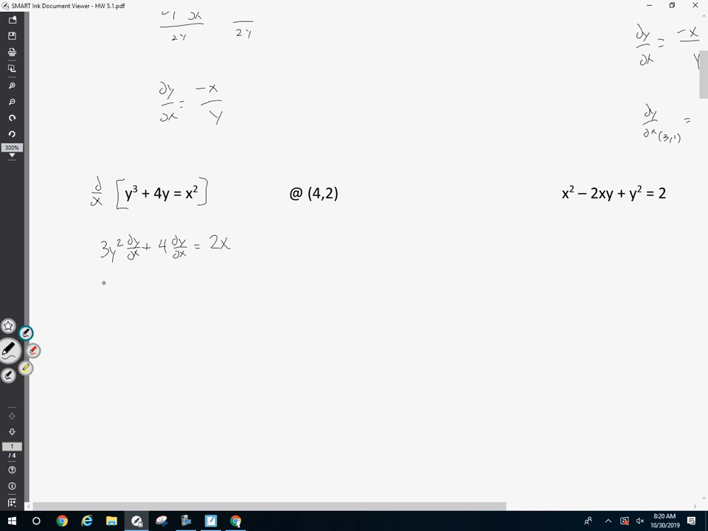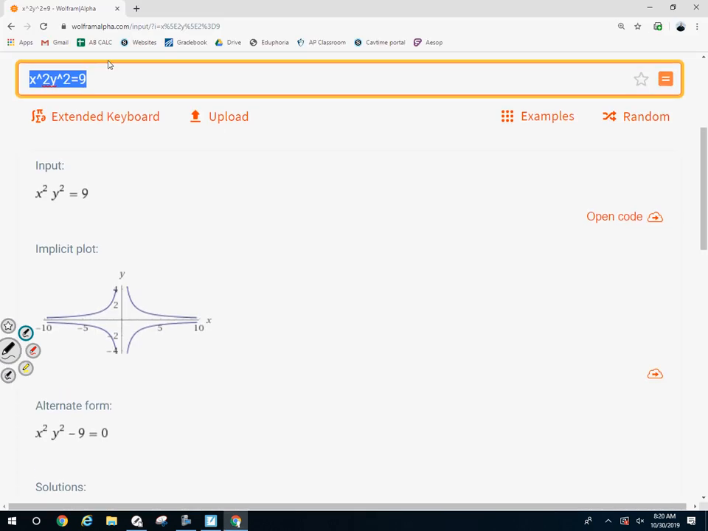Now this is the situation where we'll start to look at factoring out a dy/dx so that I can divide to solve. Now I can divide all of this, 3y squared plus 4, because it's multiplied by the dy/dx. And I get 2x over 3y squared plus 4. Let's look at the graph at (4, 2). Let's just make sure things will be right.